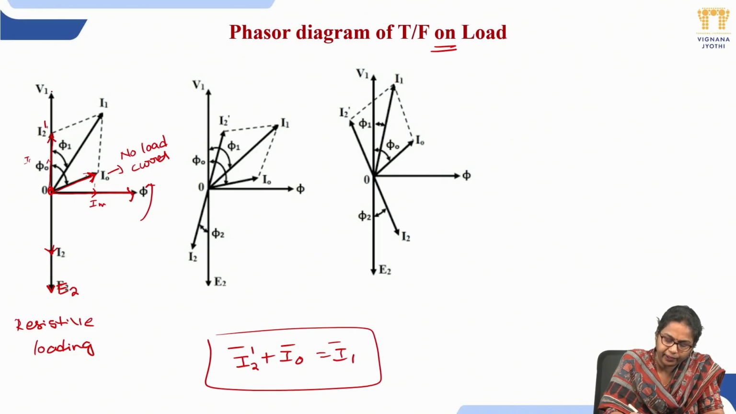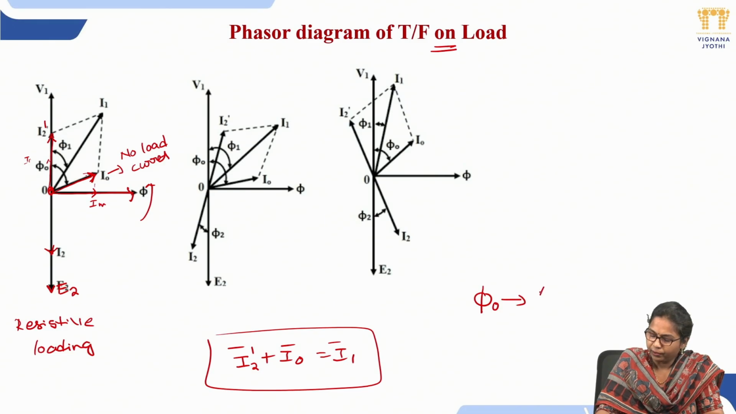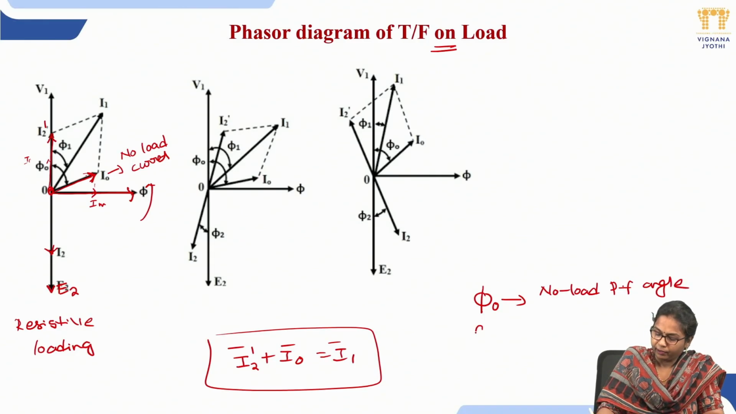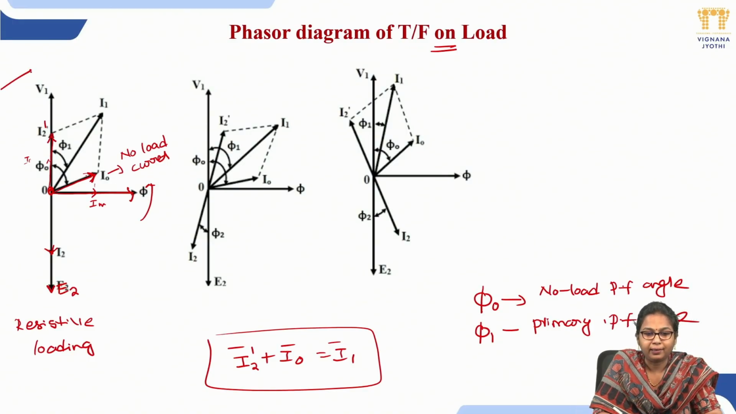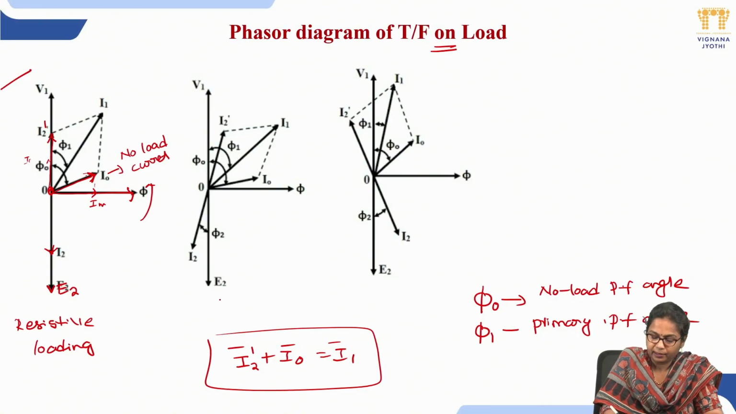This is for resistor loading. The angle between V1 and I1 is the primary power factor angle phi1, where phi0 is the no load power factor angle, and phi1 is the primary power factor angle. So this is for resistor loading.